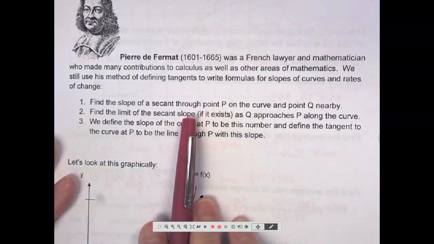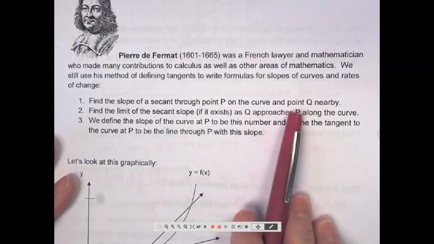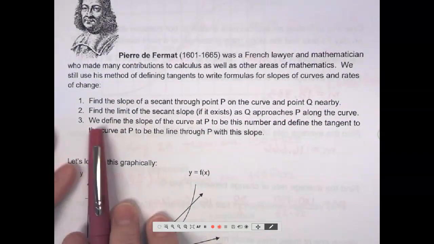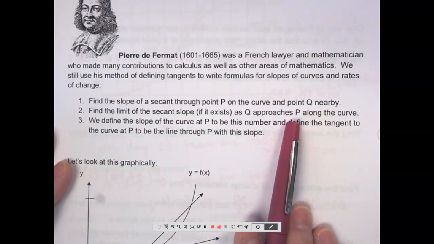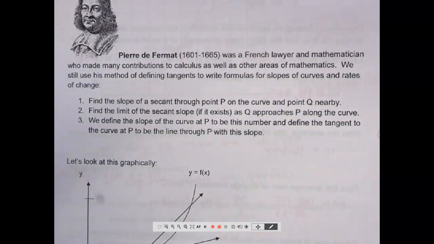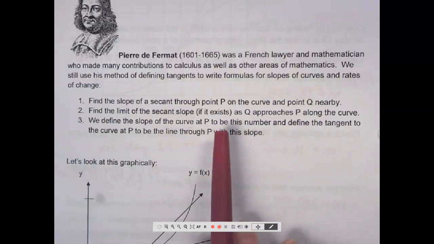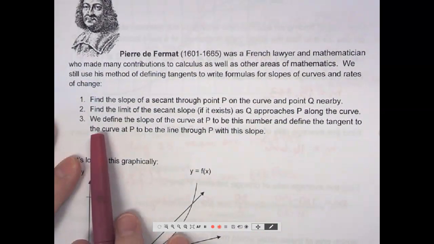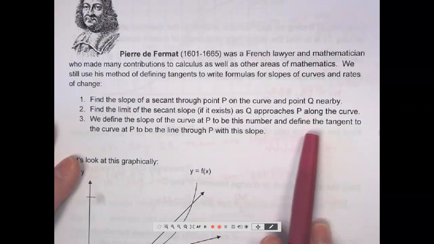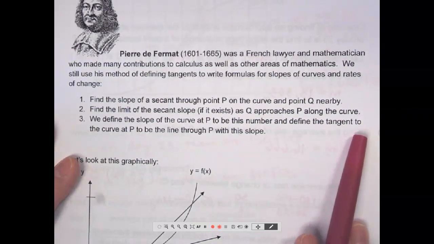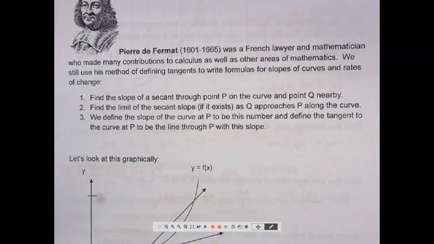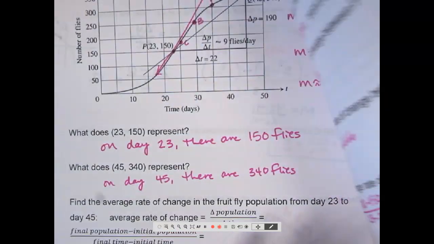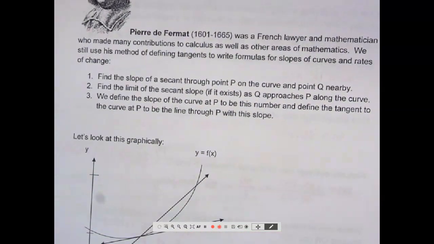You find the slope of a secant through point P on the curve and point Q nearby. Then you find the limit of that secant slope, if it exists, as Q approaches P along the curve. So you're letting Q get closer and closer, and then you're finding the limit of that secant slope. And then we define the slope of the curve to be this number that we found in the limit, and define the tangent to the curve to be the line through P with this slope. So that process that we used kind of crudely back here, he's the one that said, okay, this is how we figure it out. This is what we need to do.